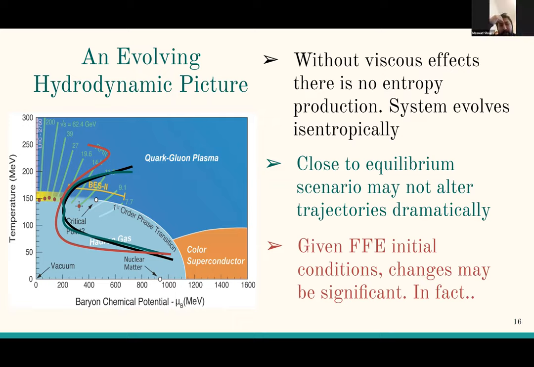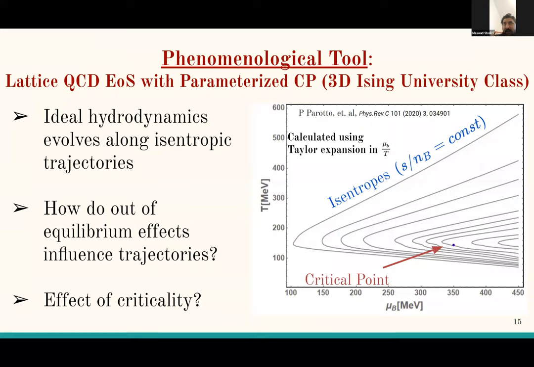But I think that the opposite may also be true, because if you take S over N, and now since you are not having any charge diffusion, the S is changed. The S is changed, for example, in the Bjorken case, from the ideal Bjorken case. But if N also changes, we don't know whether this gets you farther from the isentropic trajectory or closer to it.